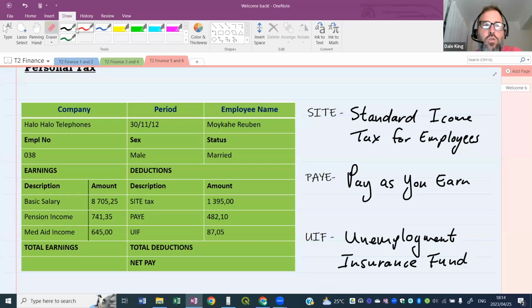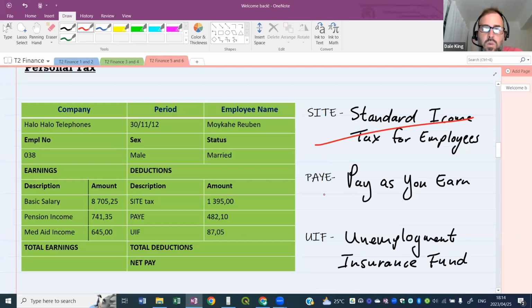Now you do not have to pay SAT anymore. So you won't see that on a salary slip. You will only see PAYE. Usually it's just PAYE, UIF, and maybe a few other things that your employer wants to show on your salary slip. So you won't see SAT anymore. It's just PAYE that we're going to talk about.